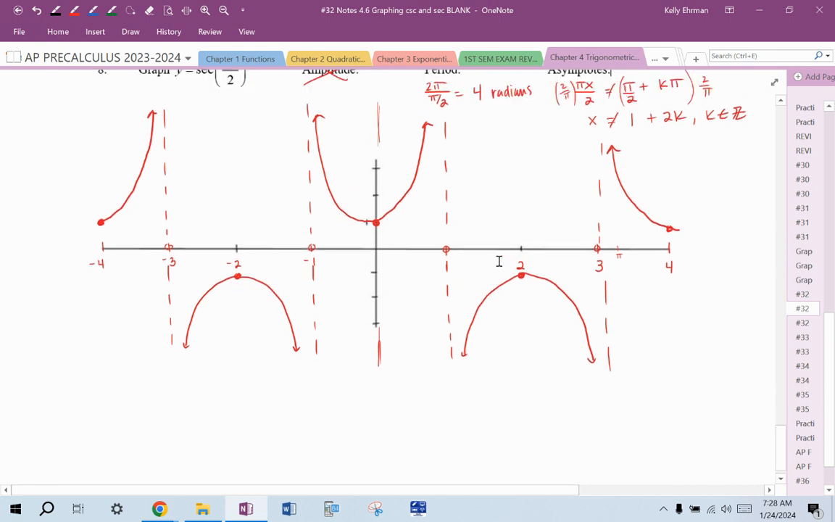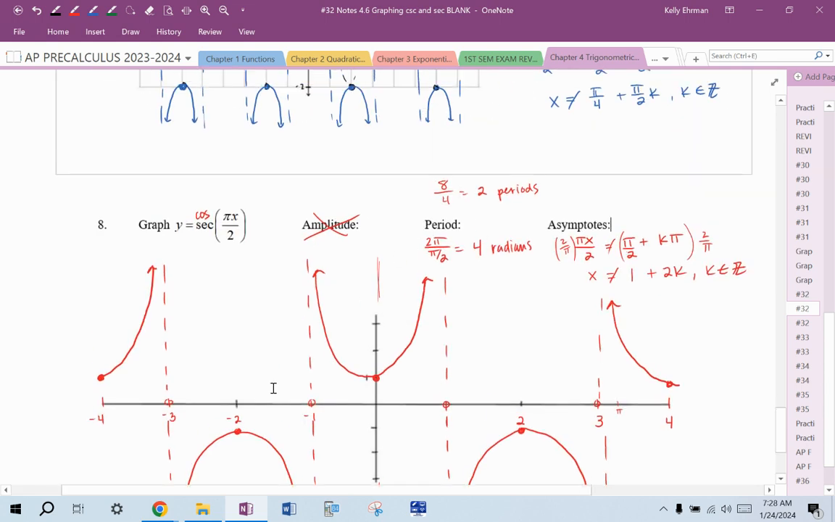All right, that's it for this set of notes. We will practice today with a worksheet.